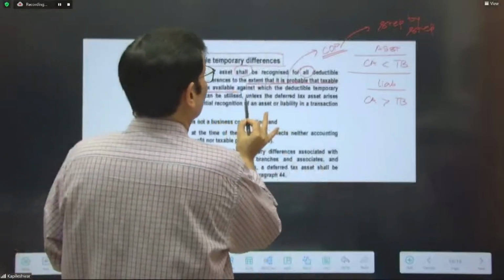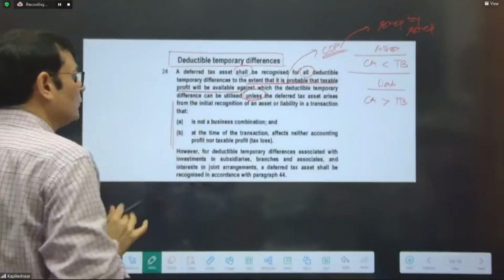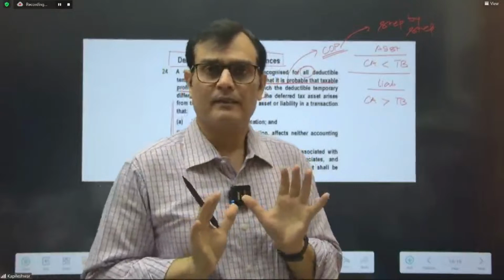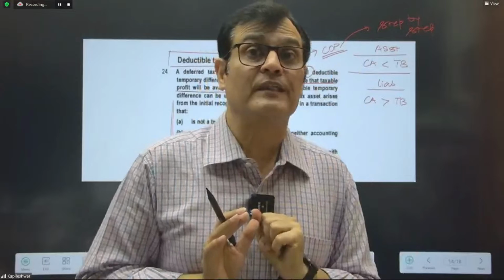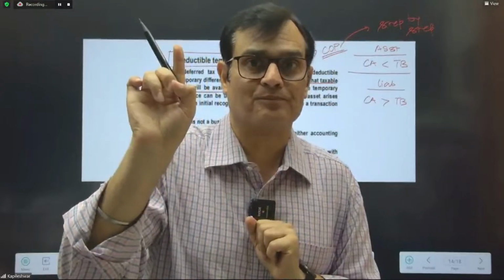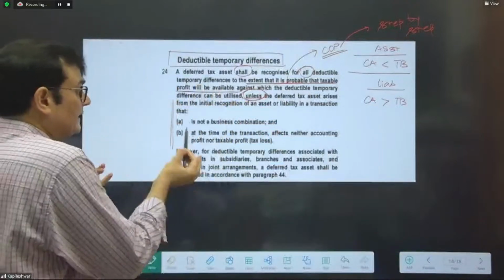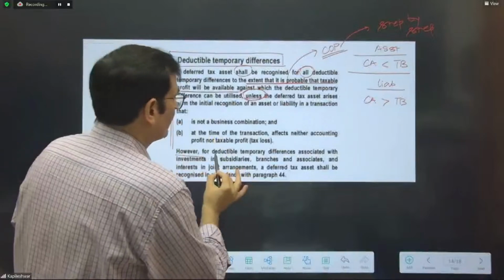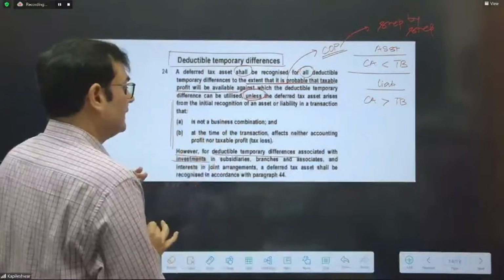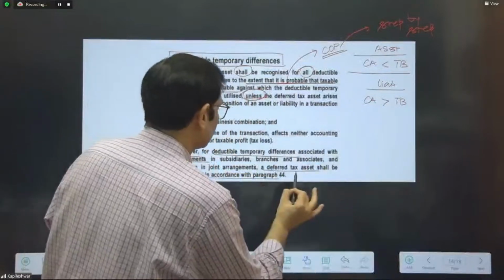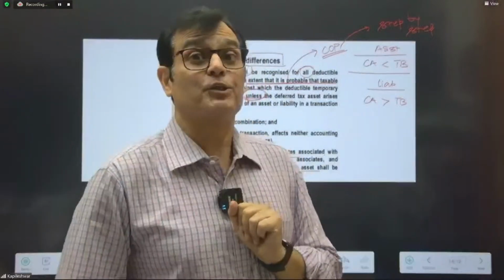Then he says, unless, now there is an exception, unless the deferred tax arises, and there is only one exception. In terms of DTL, there were 2 exceptions. In terms of DTA, there is only one exception. So one exception where the standard prohibits the creation of a DTA. Then he says, however, for deductible temporary differences associated with investments in subsidiary, branch, associate, a DTA shall be recognized in accordance with para number 44. There is one case of assessment.